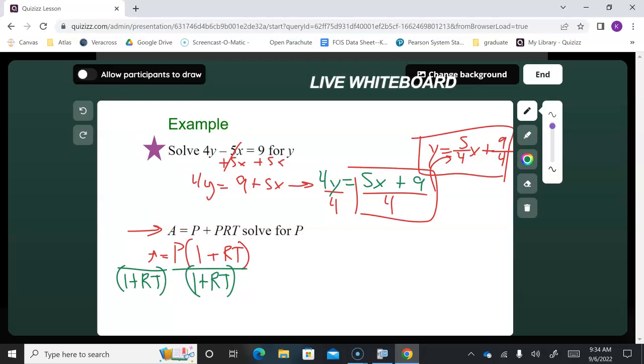So on the right side, that whole grouping is going to cancel. Boom, boom, boom. That entire grouping cancels. So I'm left with P equals A over 1 plus RT.